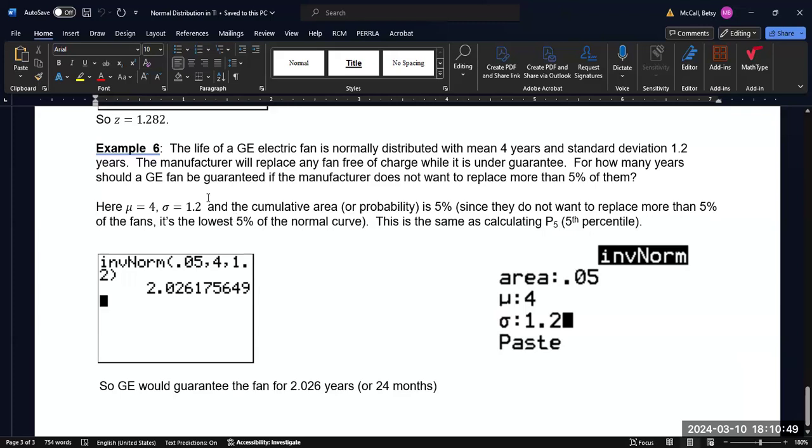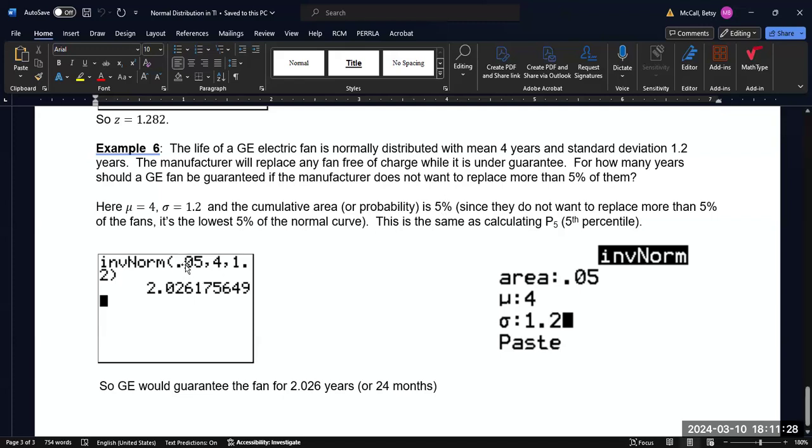And then finally, our last example, we have the life of a GE electric fan is normally distributed with a mean of 4 years and a standard deviation of 1.2 years. The manufacturer will replace any fan free of charge if it is under guarantee. For how many years should a GE fan be guaranteed if the manufacturer does not want to replace more than 5% of them? So 5% of them, we want that area under the curve. So essentially we're saying we only want to replace the bottom 5%, the fans that won't last that long. So that bottom tail, not the top tail.